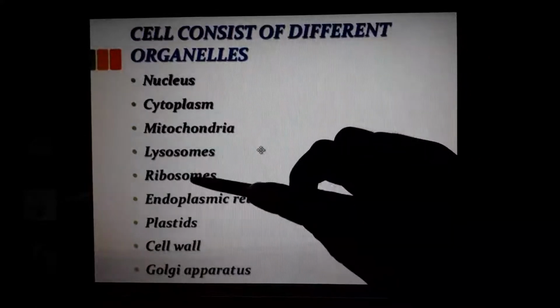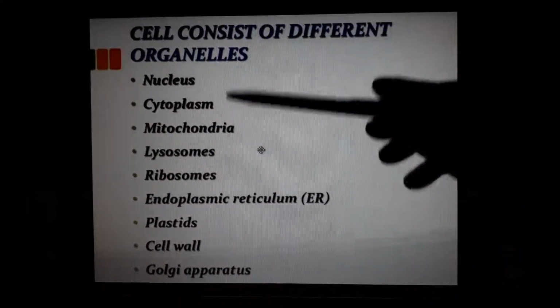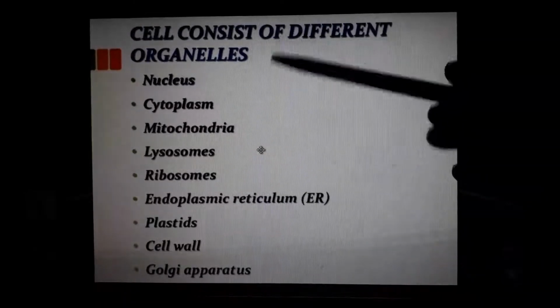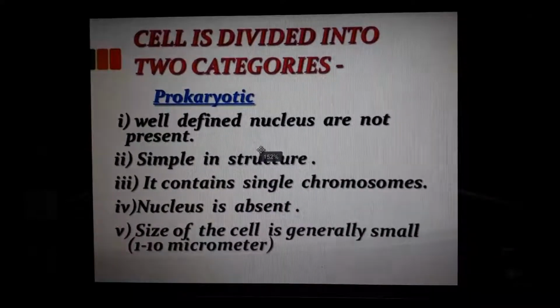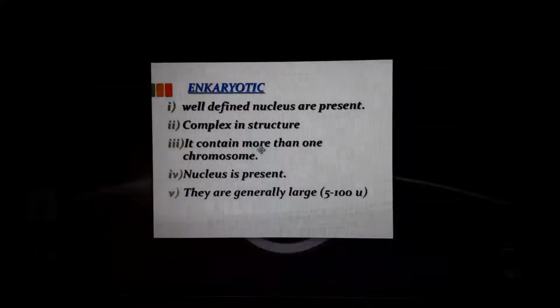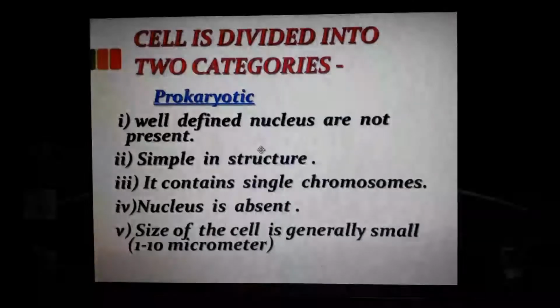1, 2, 3, 4, 5, 6, 7, 8, 9. That's it. If we study the working of all these things, the chapter is finished. Cells are divided into a few categories. Prokaryotic cells are there, and also eukaryotic cells. So definitely there will be a difference between these two. So what is a prokaryotic cell?